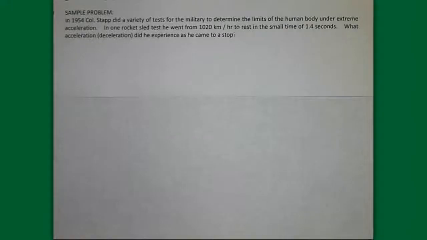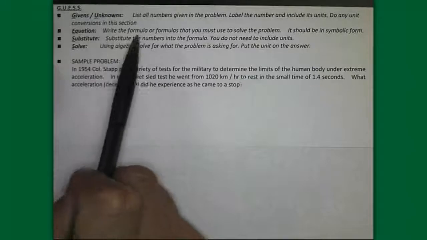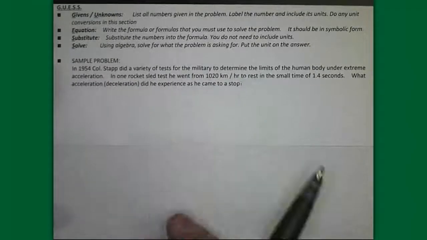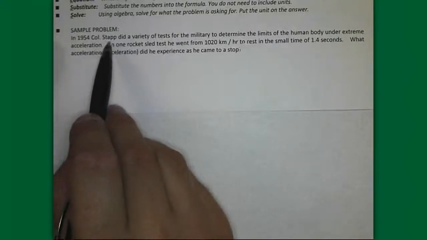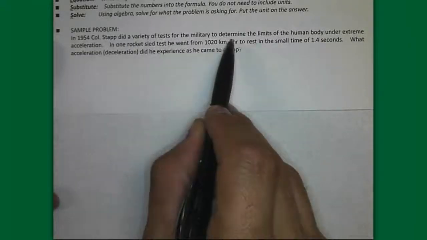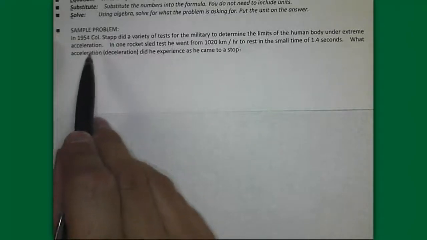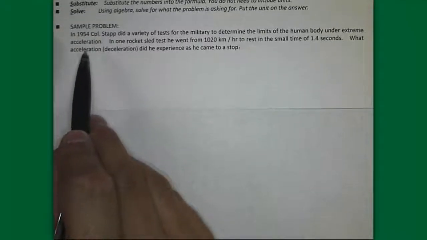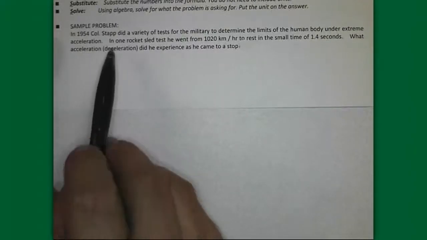Alright, here's our sample problem I want to work, and remember I want to do it using this GUESS method. Let's read the problem. In 1954, Colonel Stapp did a variety of tests for the military to determine the limits of the human body under extreme acceleration. This is a true story, by the way. You can view this video on YouTube. In fact, I showed it in class if you were there.